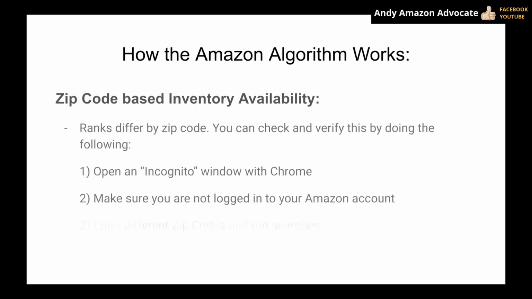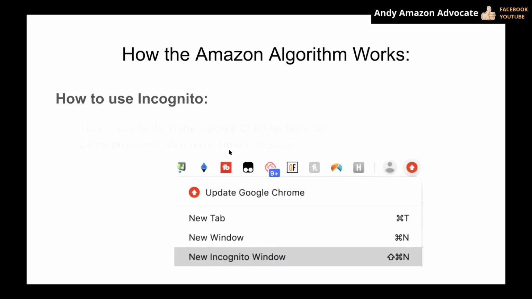And I can skip this one. Just for your background info, if you want to check zip code based rankings, you can use an incognito window in Chrome. You can type in a zip code and see how the ranking varies based on different zip codes you search. Not really that important, just something I wanted to add in here.